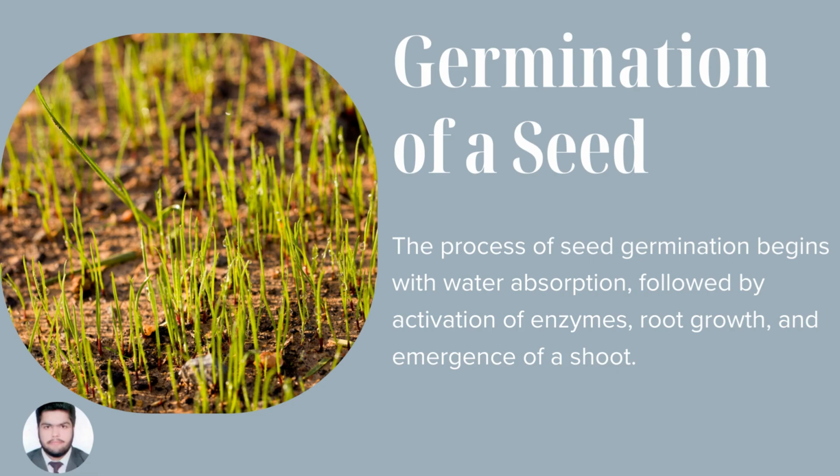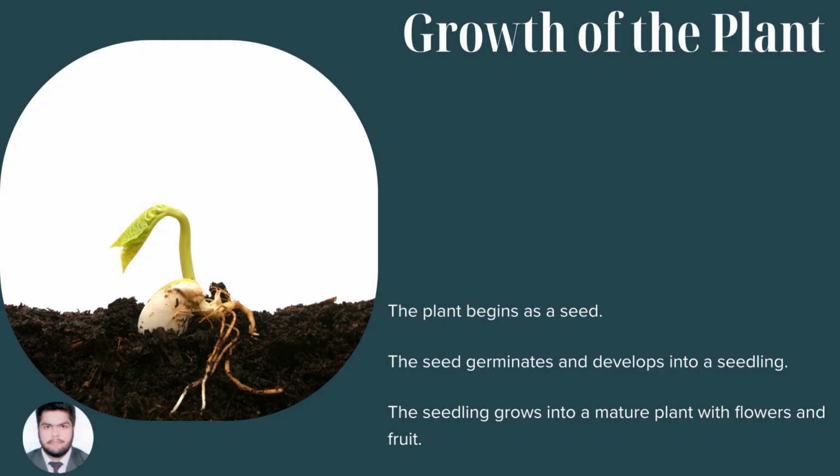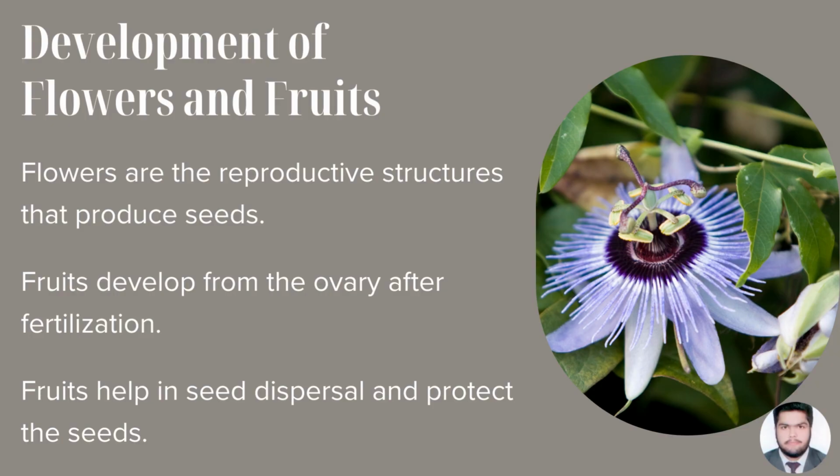Germination of a seed. The process of seed germination begins with water absorption, followed by activation of enzymes, root growth, and emergence of a shoot. Growth of the plant. The plant begins as a seed. The seed germinates and develops into a seedling. The seedling grows into a mature plant with flowers and fruits.